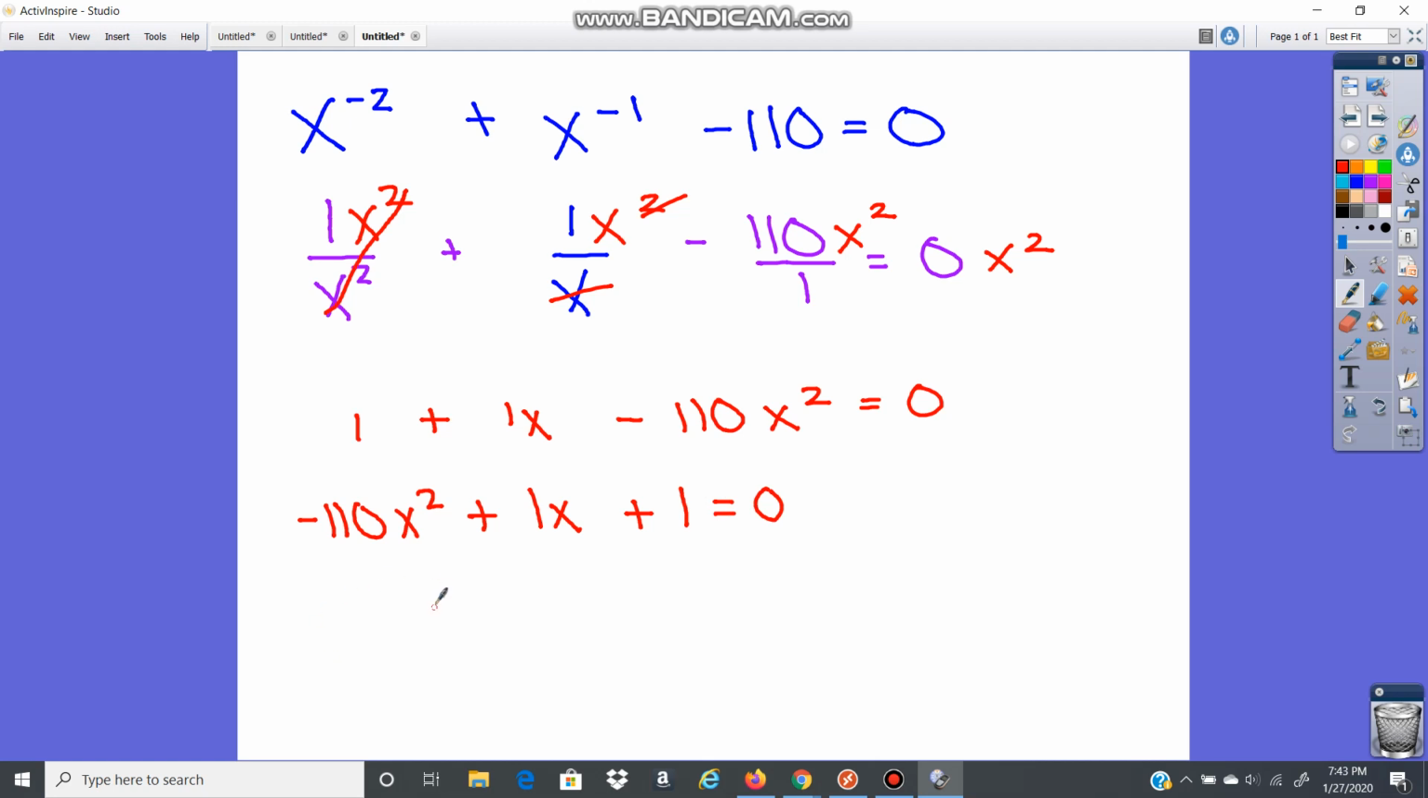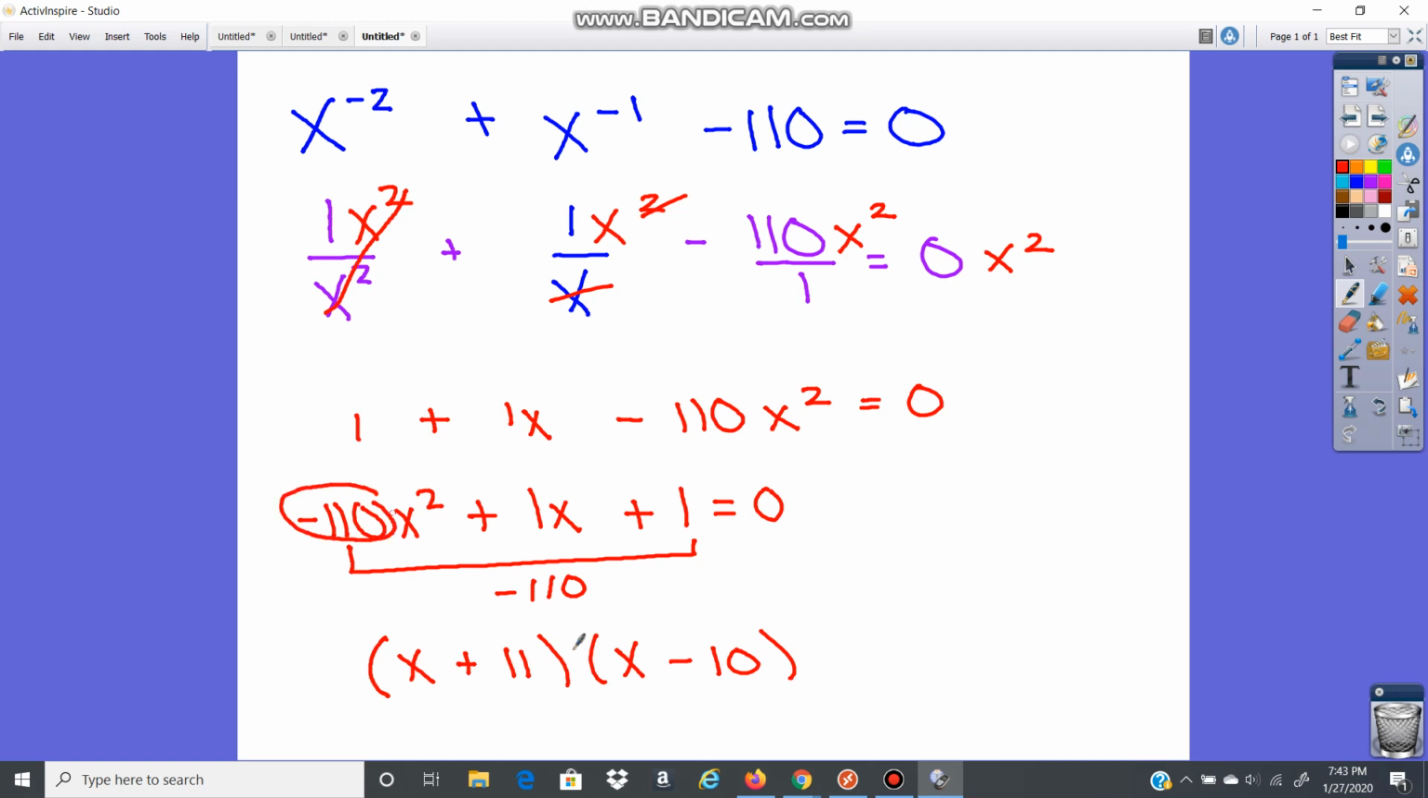Now once I get here, I'm going to use the quadratic formula because I'm not so sure. Actually, this might factor. Let's see if we can factor it. Negative 110 times 1 is negative 110, and the multiples would be 10 and 11. So we should be able to factor this. We're going to use the mistake method here. We're going to say this is x plus 11, and then x minus 10. And then we forgot, here's your mistake, you forgot the negative 110.